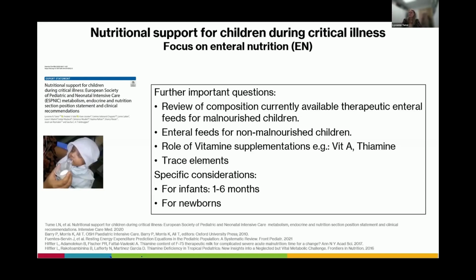But there are obviously other questions for you in terms of enteral feeds for malnourished children, the role of vitamin and trace element supplementation, and the composition of these feeds for malnourished children. And that was all I was going to say.